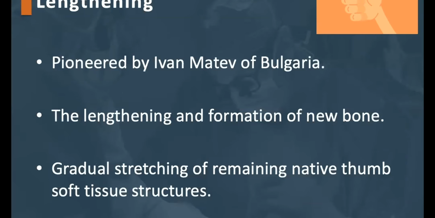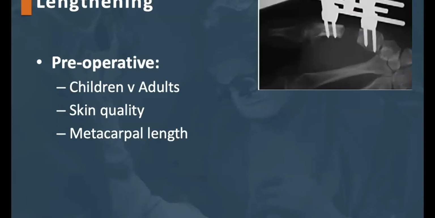We'll start with thumb metacarpal lengthening, pioneered by Ivan Matev in Bulgaria in the 1960s. This technique can be utilized when the whole metacarpal or even as little as 2/3 of the metacarpal remain. A great option for children because their regenerative bone typically fills in this bone defect after lengthening without the need for bone grafting.